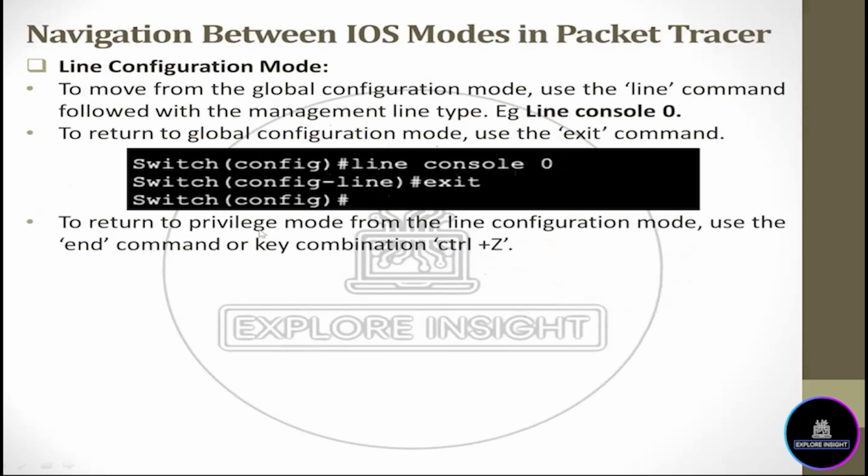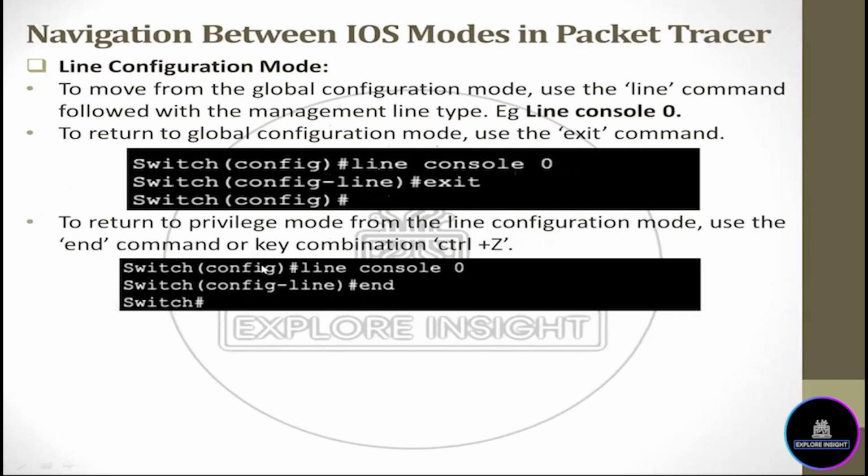Now, if we want to return to the privilege mode, which is actually in the previous slide, from the line configuration mode, we are going to use the end command or the combination Ctrl+Z. Okay, take a look at what I want to properly explain here. At this point, we are actually in the global configuration mode. Once we type line console, it brings us to the line configuration mode. Probably we don't want to go to the global configuration mode. We want to move straight to the privilege mode. All we need to do is type end, and this brings us to the privilege exec mode.